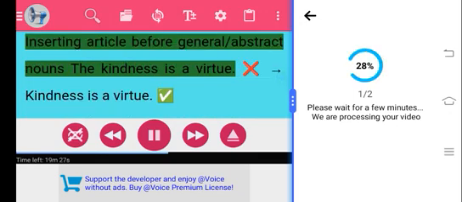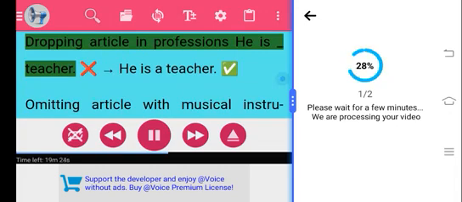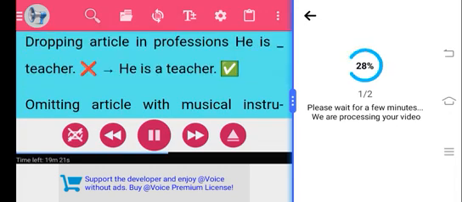Inserting article before general abstract nouns. The kindness is a virtue. Crossmark, right pointing arrow: Kindness is a virtue. Checkmark. Dropping article in professions. He is underscore teacher. Crossmark, right pointing arrow: He is a teacher. Checkmark.